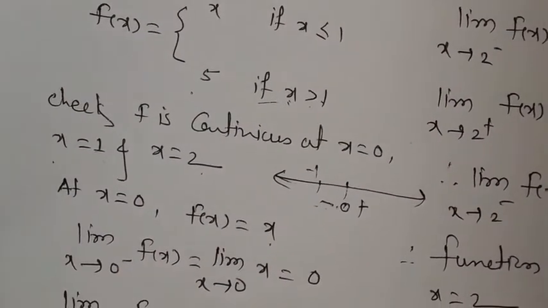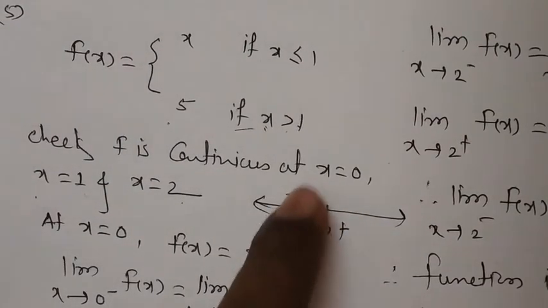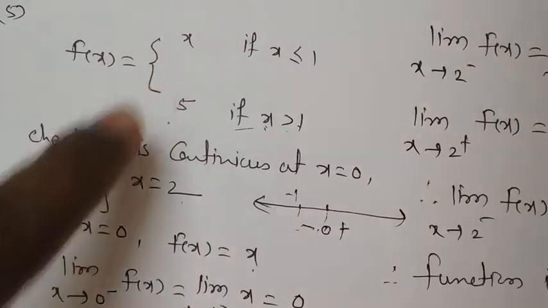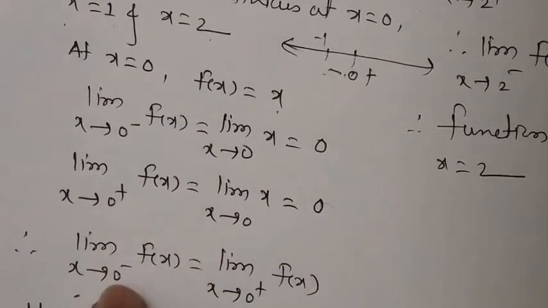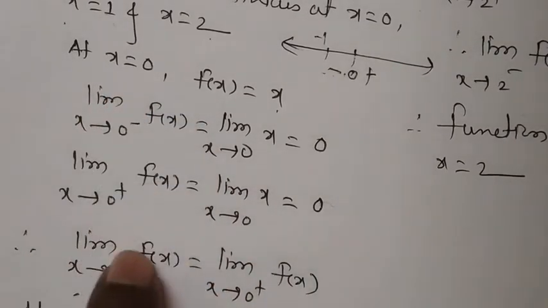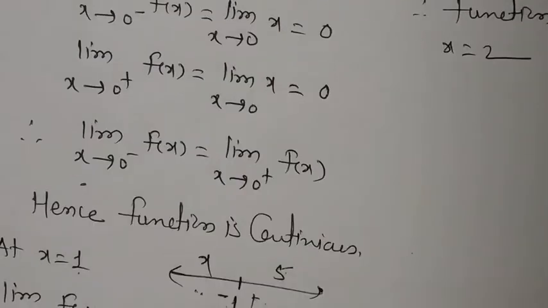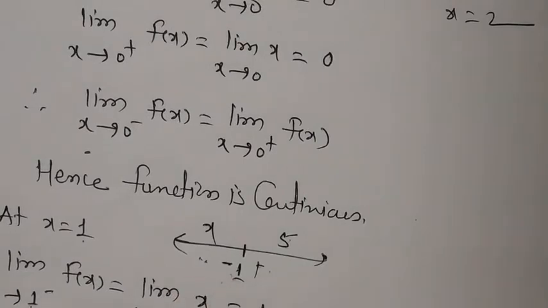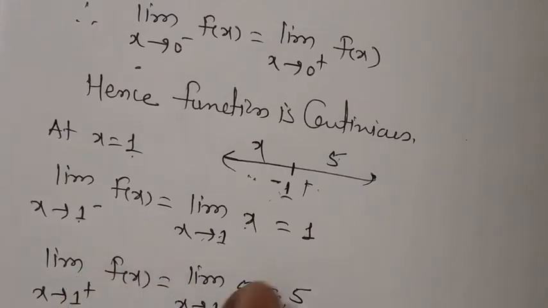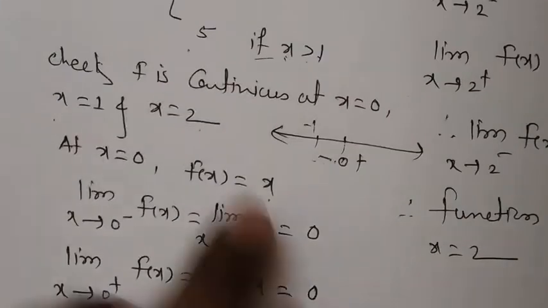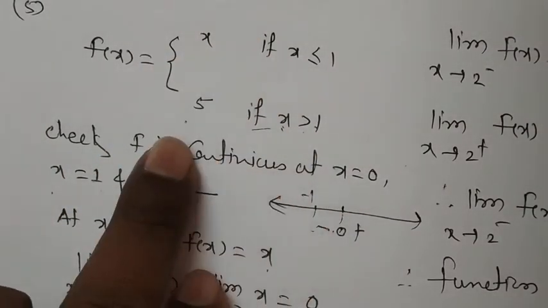Using the definitions, we will take all three numbers. For 0, because 0 is less than 1, we take the first expression, x only. Take 0 minus, take 0 plus. Minus and plus indicate the left hand limit and right hand limit. When we take 1, again we take 1 minus and 1 plus, both limits. But here for this 1, there are two answers. For 1 minus, the answer is x. For 1 plus, the answer is 5.